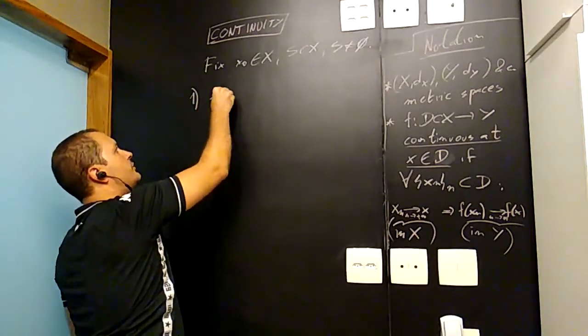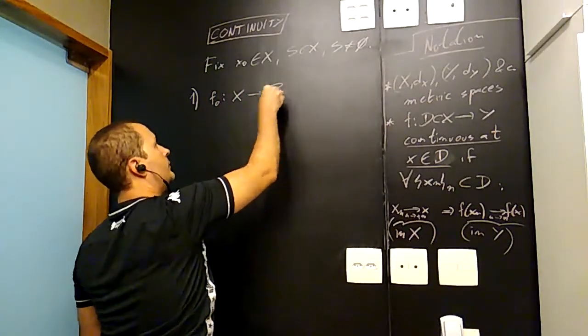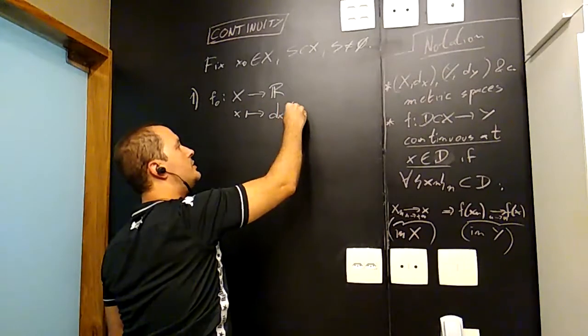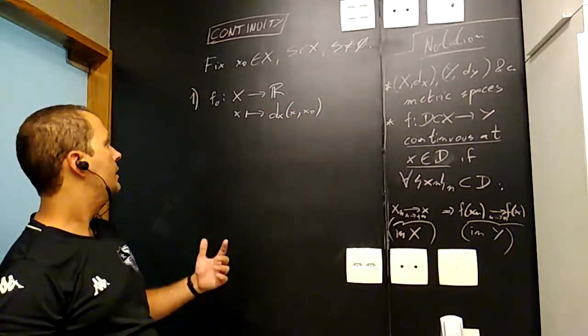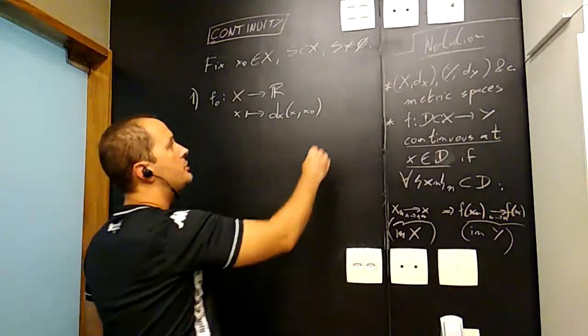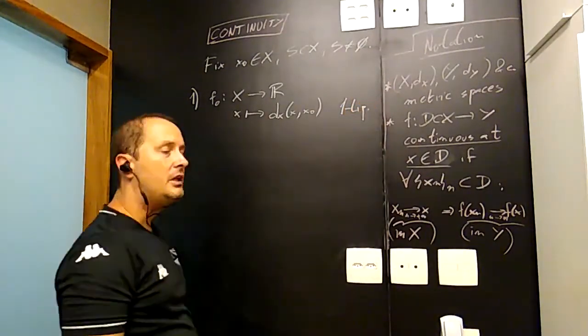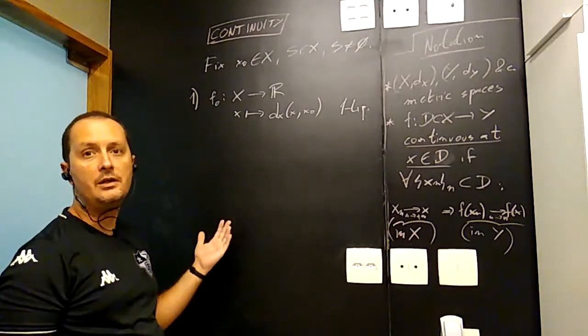And I'm going to define, first of all, this function f naught. What it does is simply, given a point x, it computes the distance between x and x naught, which is sort of my reference point. And I claim this function is 1 Lipschitz, meaning it's Lipschitz with a constant that's 1, right?